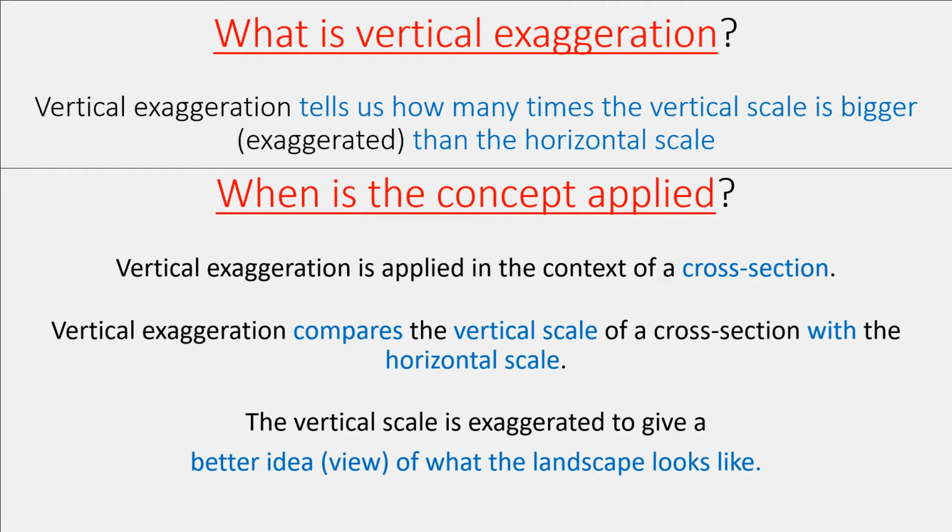Vertical exaggeration is applied in the context of a cross-section or a cross profile. Vertical exaggeration compares the vertical scale of a cross-section with the horizontal scale. The vertical scale is exaggerated to give a better view or a better idea of what the landscape looks like.